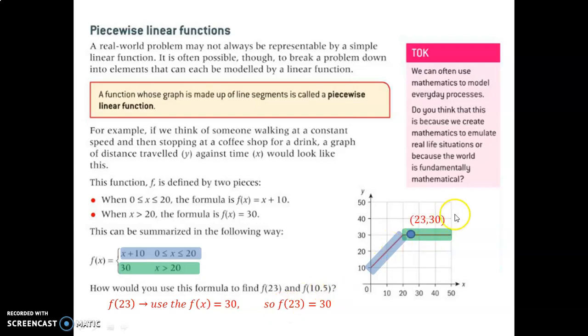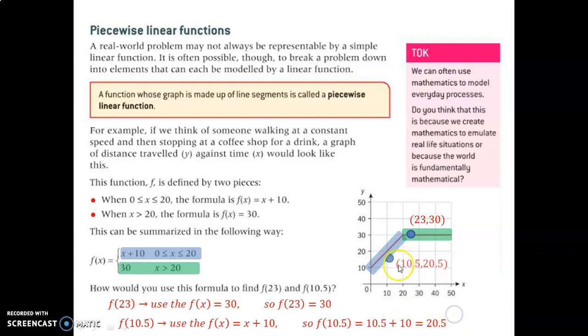All right, there's that last point. F of 23 is here. So x is 23, y is 30. Okay, for the second one, f of 10.5, we're going to use the first function, because 10.5 is within the domain of the first function. 10.5 is somewhere here. So 10.5 put into this equation gives us an answer of 20.5. And that point is right there.